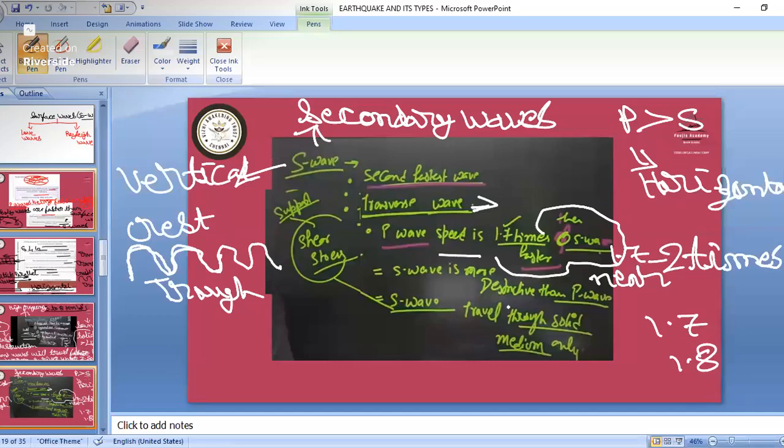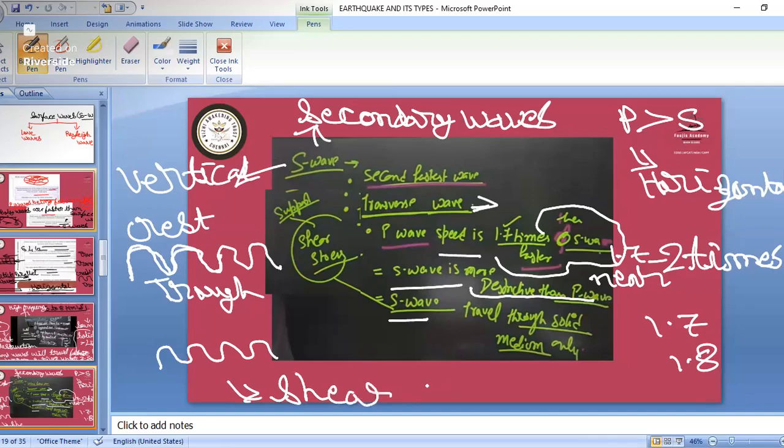That is the secondary wave. Then we have that the S wave is more destructive than the P wave. So destructive means what? The P wave is less destructive, and the S wave is more destructive than the P wave. Then if you see in the S wave, what will happen? Since it is traveling in light, here it will not support the shear stress. Sorry, it will support the shear stress. So S waves travel only through the solid medium.